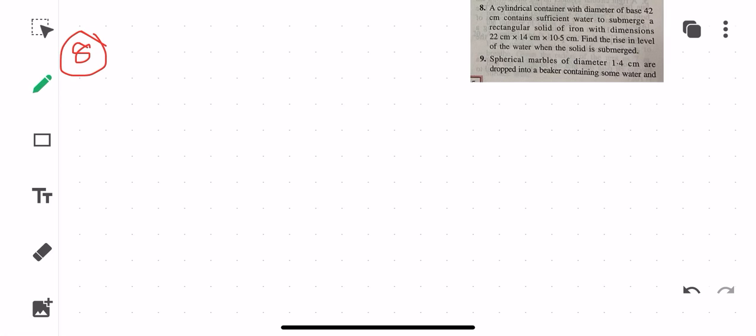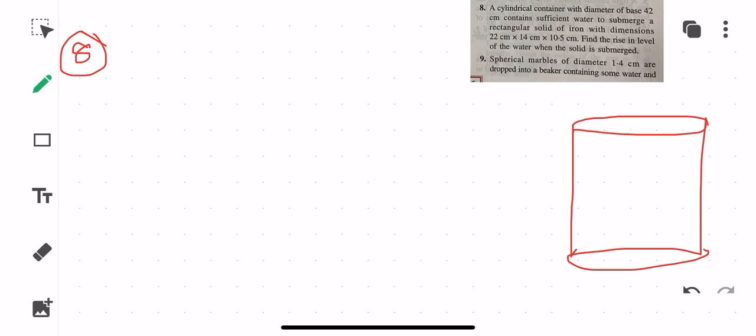So this is very easy. Here what is given, children, is that there is a cylindrical container like this. Then you have been given the diameter of this. The height has not been given, children. So you have to assume the height, let the height be h.